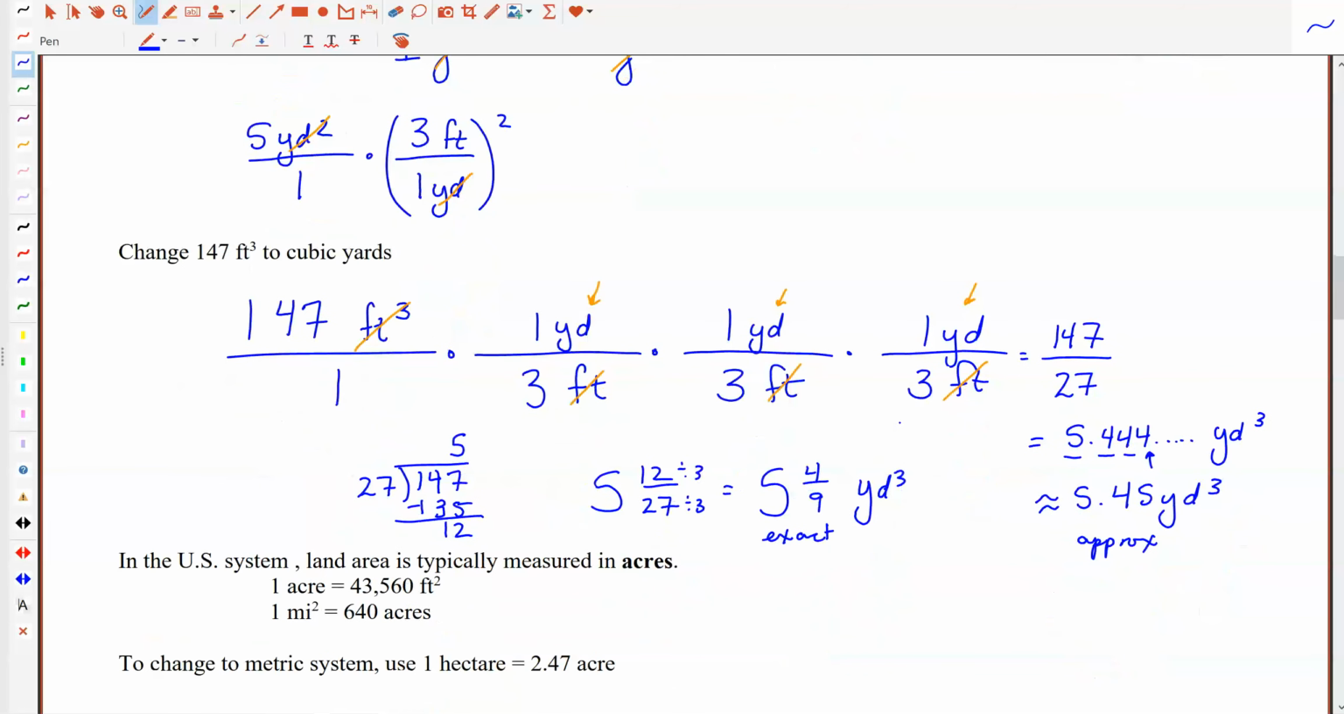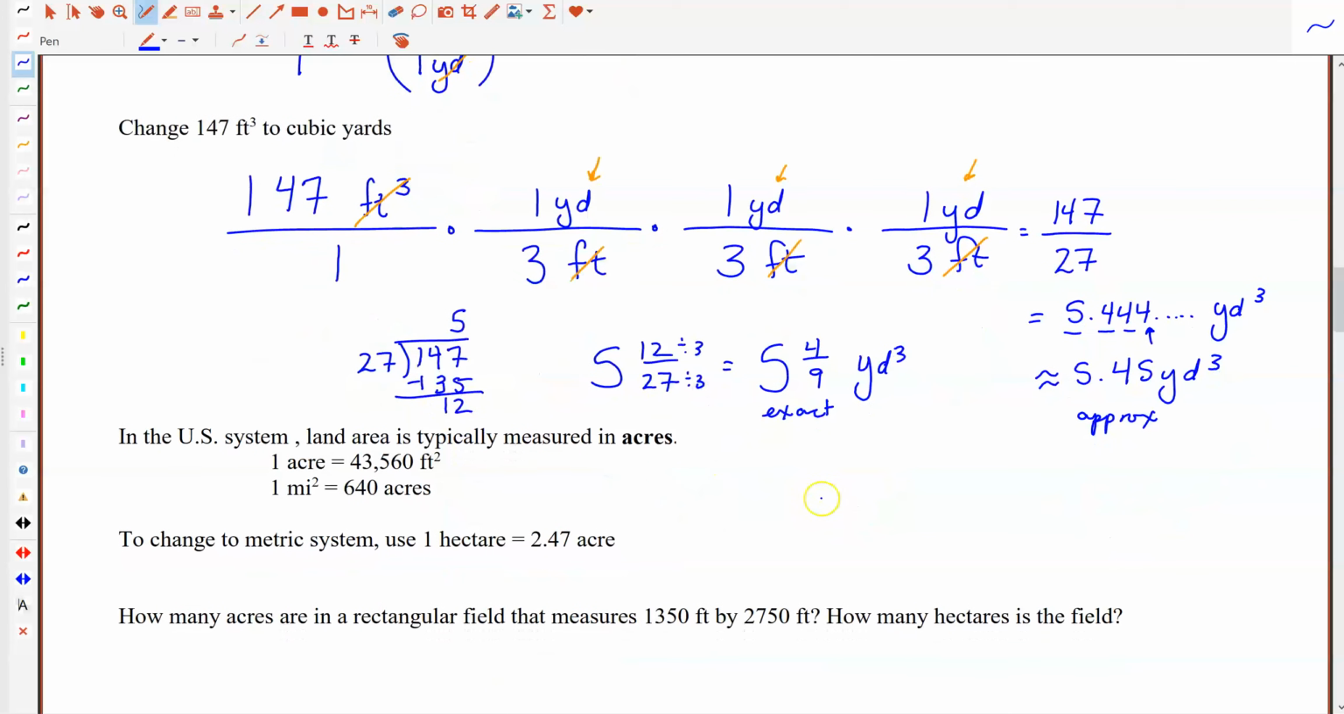All right, one last thing, talking about the area and volume and doing the measurements in there. In the U.S. system, land area is typically measured in acres. And the relationship is 1 acre is equivalent to 43,560 square feet. And just to also have a different connection, if you have 1 square mile, so you have a square that is 1 mile by 1 mile, which is 1 square mile, this is also equivalent to 640 acres.